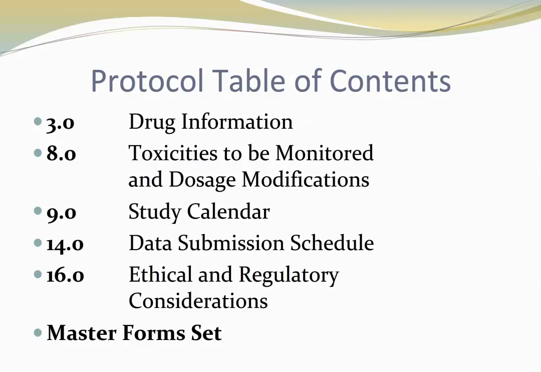Section 9 talks about schedules and how often to assess AEs. Section 14 talks about how often to submit AE forms, which should line up with the study calendar, unless otherwise specified. Generally, these forms are submitted once per cycle or each reporting period. Section 16 talks about instructions for SAEs.